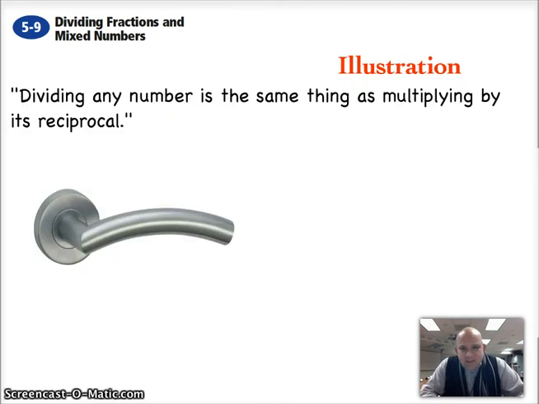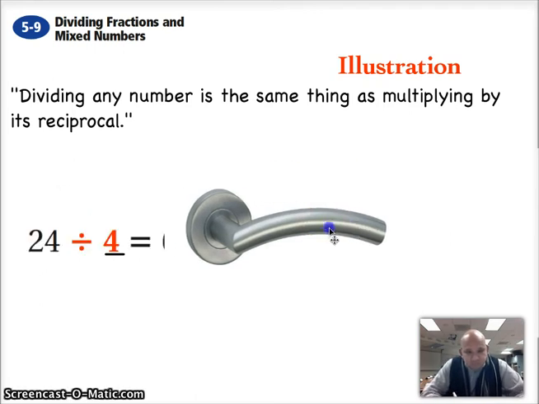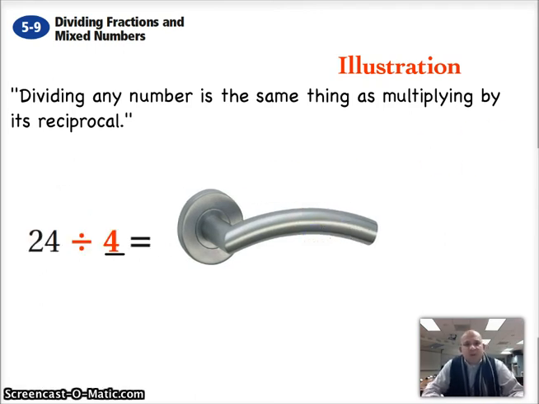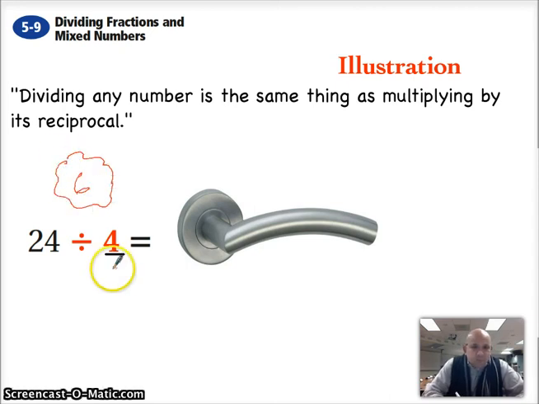Let's go ahead and look at an illustration where here's a quote. It says, dividing by any number is the same thing as multiplying by its reciprocal. What? Well, let me show you. Here we have 24 divided by 4, which we all know is 6. So I'm going to put 6 up here in a cloud. Now, if I put 24 divided by 4 and I make 4 into a fraction, 4 over 1, we can rewrite this as a multiplication statement.